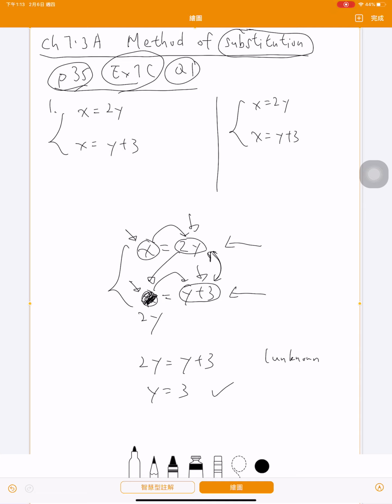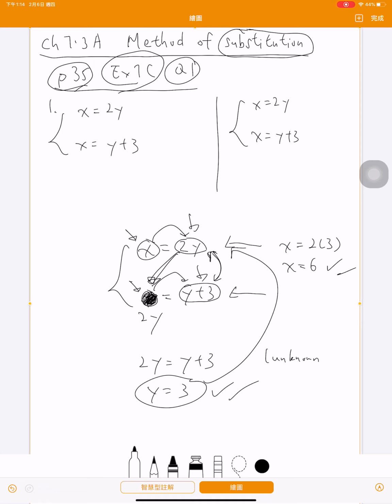Good. After we got y, we can also find x by putting 3 into any one of the equations. For example, x is equal to 2y, that means x is equal to 2 times 3, x is equal to 6, right? So we can get this answer. The concept here is that we make x become 2y, just like a substitution.